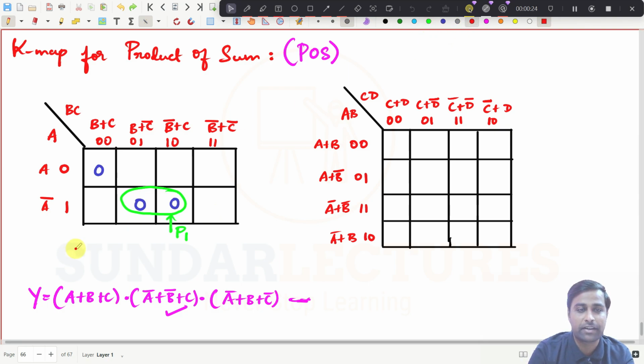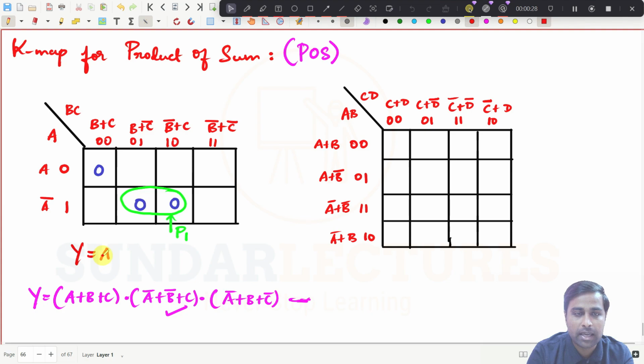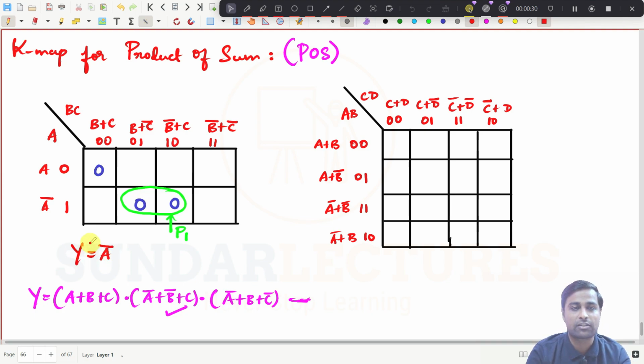I will write it in a different color. Y is equal to, you have to write this A bar. This A bar has to be written. And you have to see what is the common term in these two. What is the common term in these two? What is this one? Did I make any mistake? Okay, okay. This is 1110, right? That is what I have made a mistake.